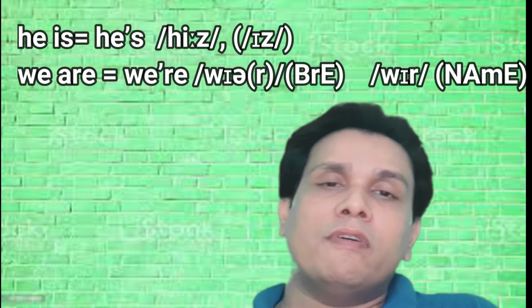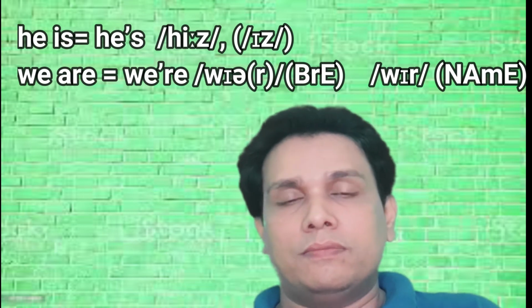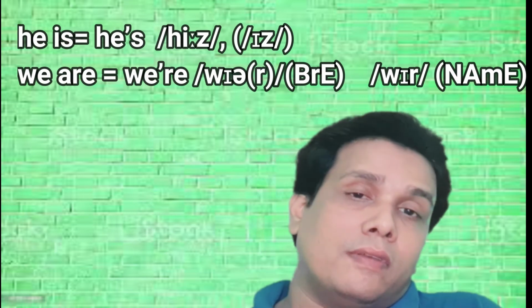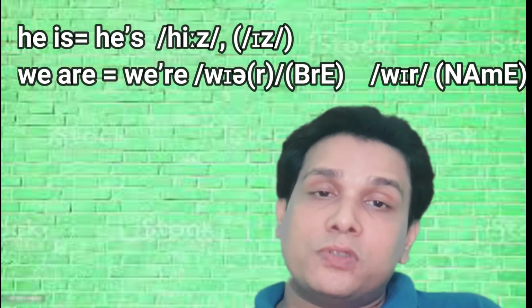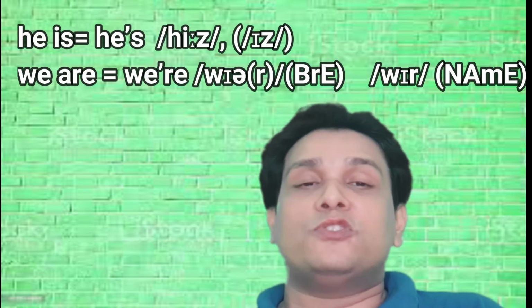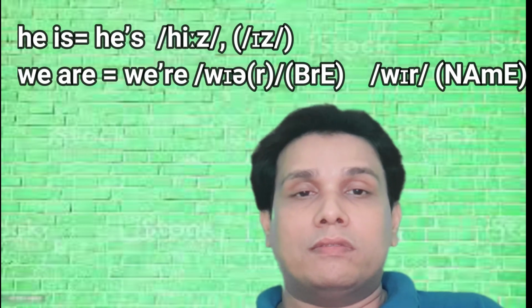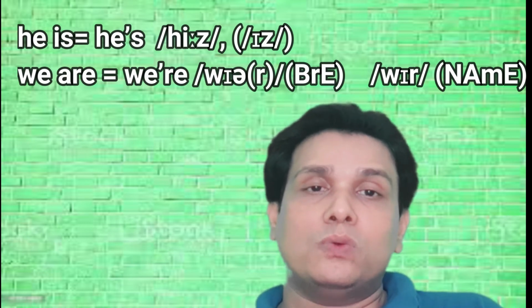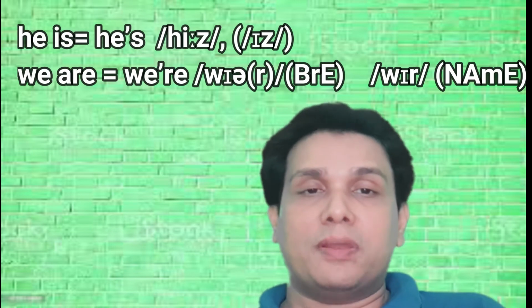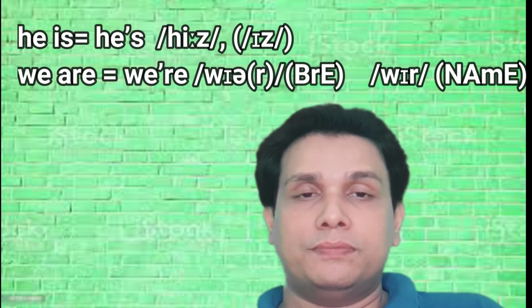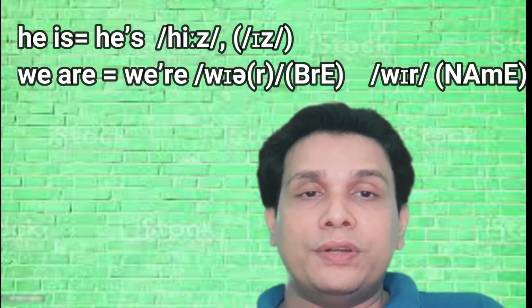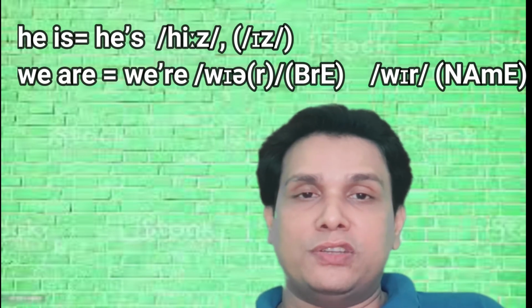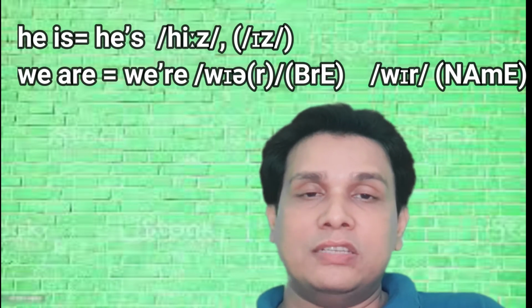Next word, if the original two words are we are, the contracted form will be we, then apostrophe, then re. In British English it is pronounced one way, and in North American pronunciation it is pronounced another way. I'm telling again, the North American pronunciation and the British pronunciation differ. R is liquid here.